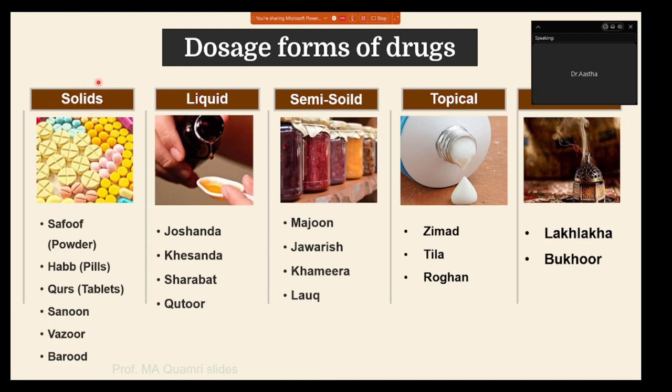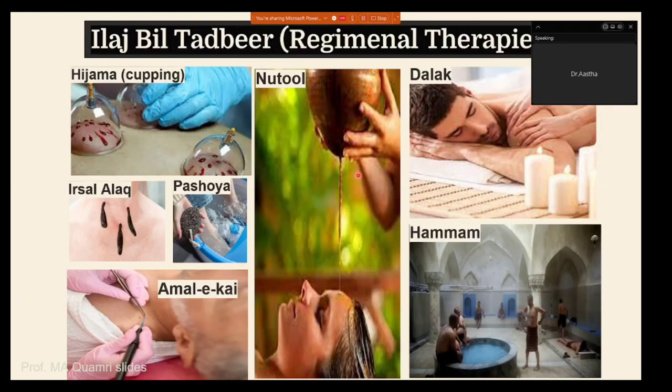If you look at the dosage forms, there are many drugs in solid form, like powders, tablets, pills. Different dosage forms we have. Liquids like Joshanda, Hisanda, Sharbat, Hutur. Semi-solids, like what Ayurvedic people have, Chyawanprash, Lehas. We have different versions of semi-solids, like Majun, Jawarish, Khamira, Lauh. Topical creams like Rogan, Ayal, Tila, Zimat, Litmus, etc. And at the same time, we have some evaporative preparations, gaseous substances like Lakhlakha Bukhur. So like the different states of a medicine, we have four different kinds of dosage forms of drugs.